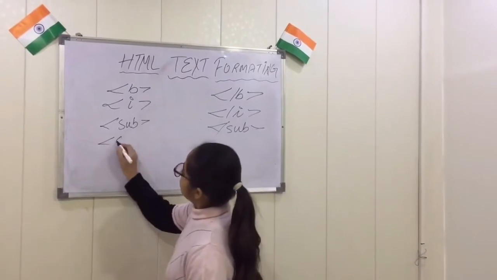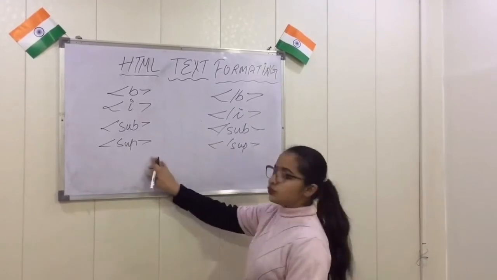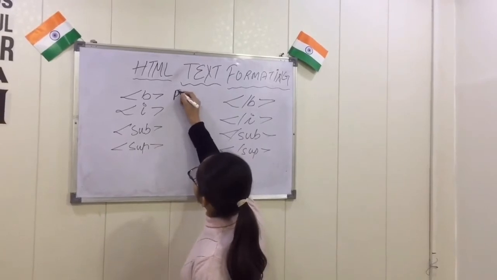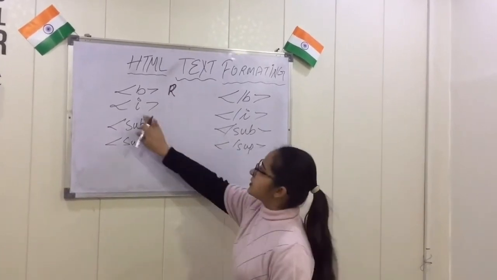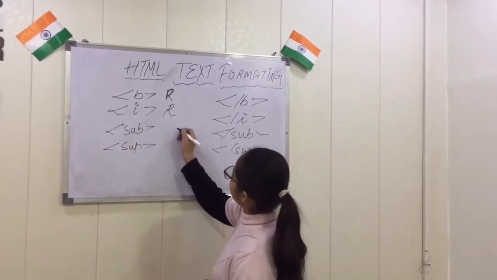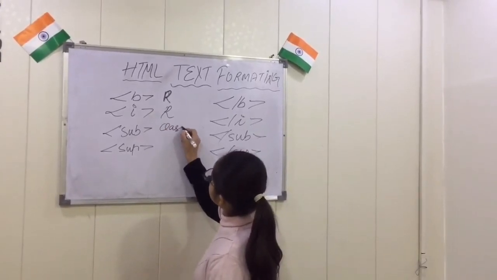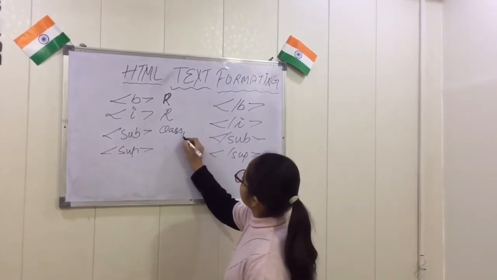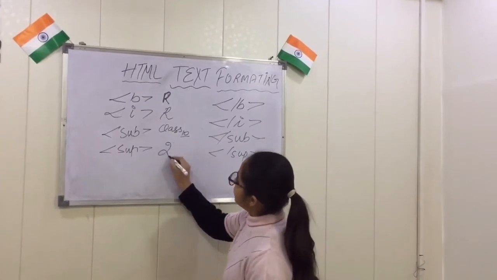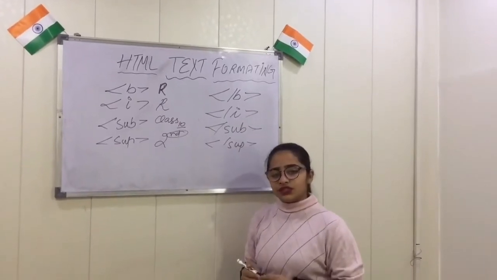Next can be sub, that is subscript. Next SUP, that can be superscript. Like in this, bold is written as the bold characters. This is italic, and sub is also referred to, like I have written here, class. So sub is here, like the 10 is sub of this class, and the super is like second ND. So this is super.